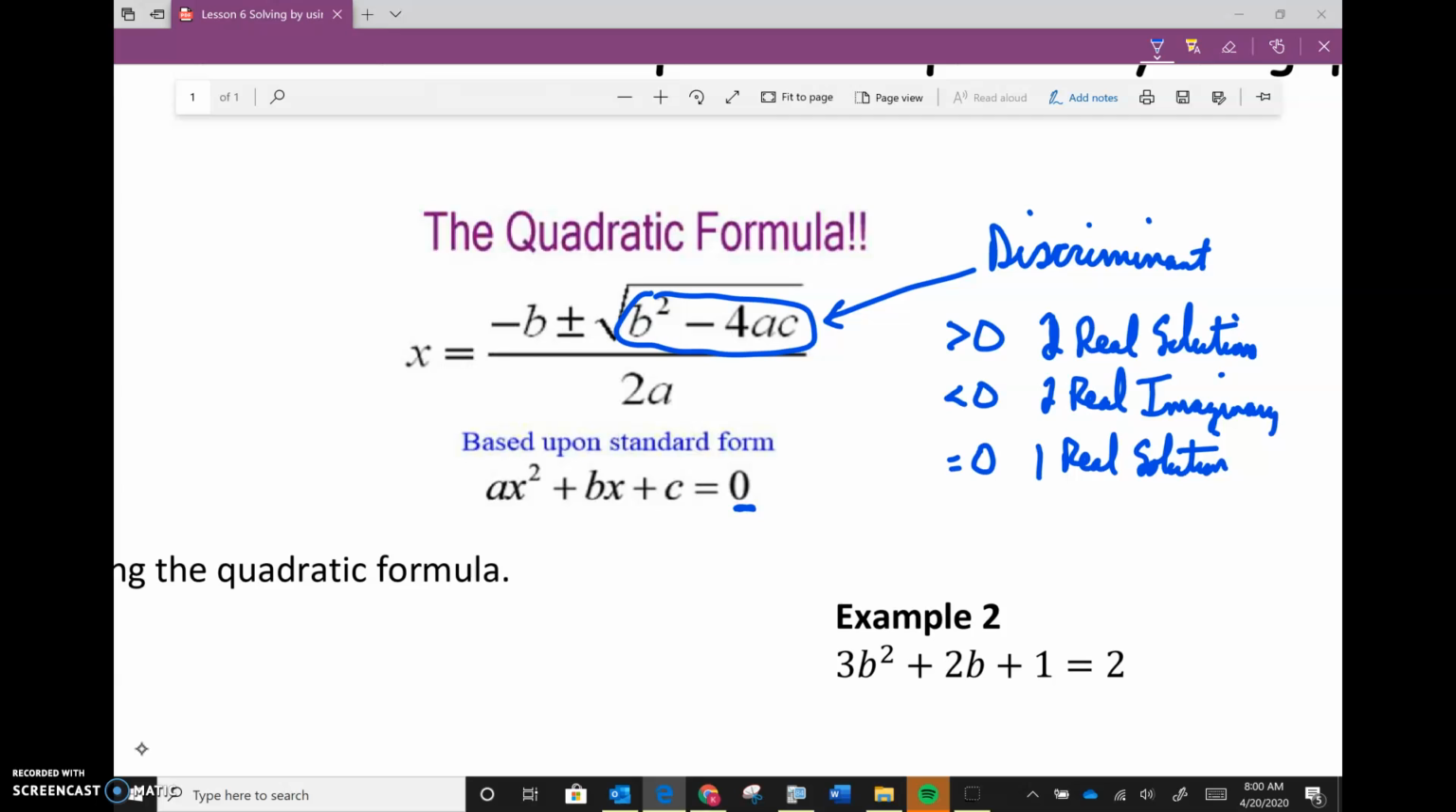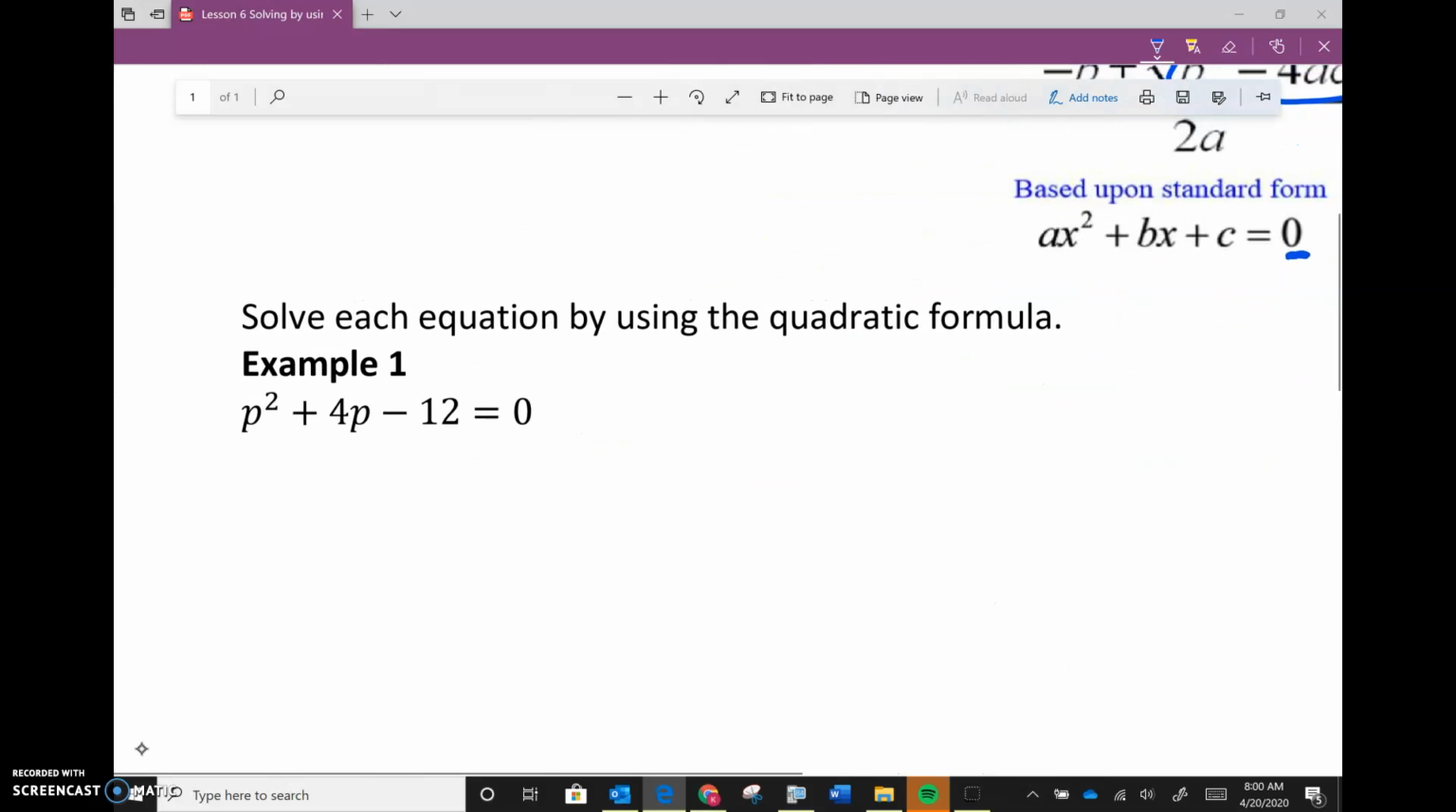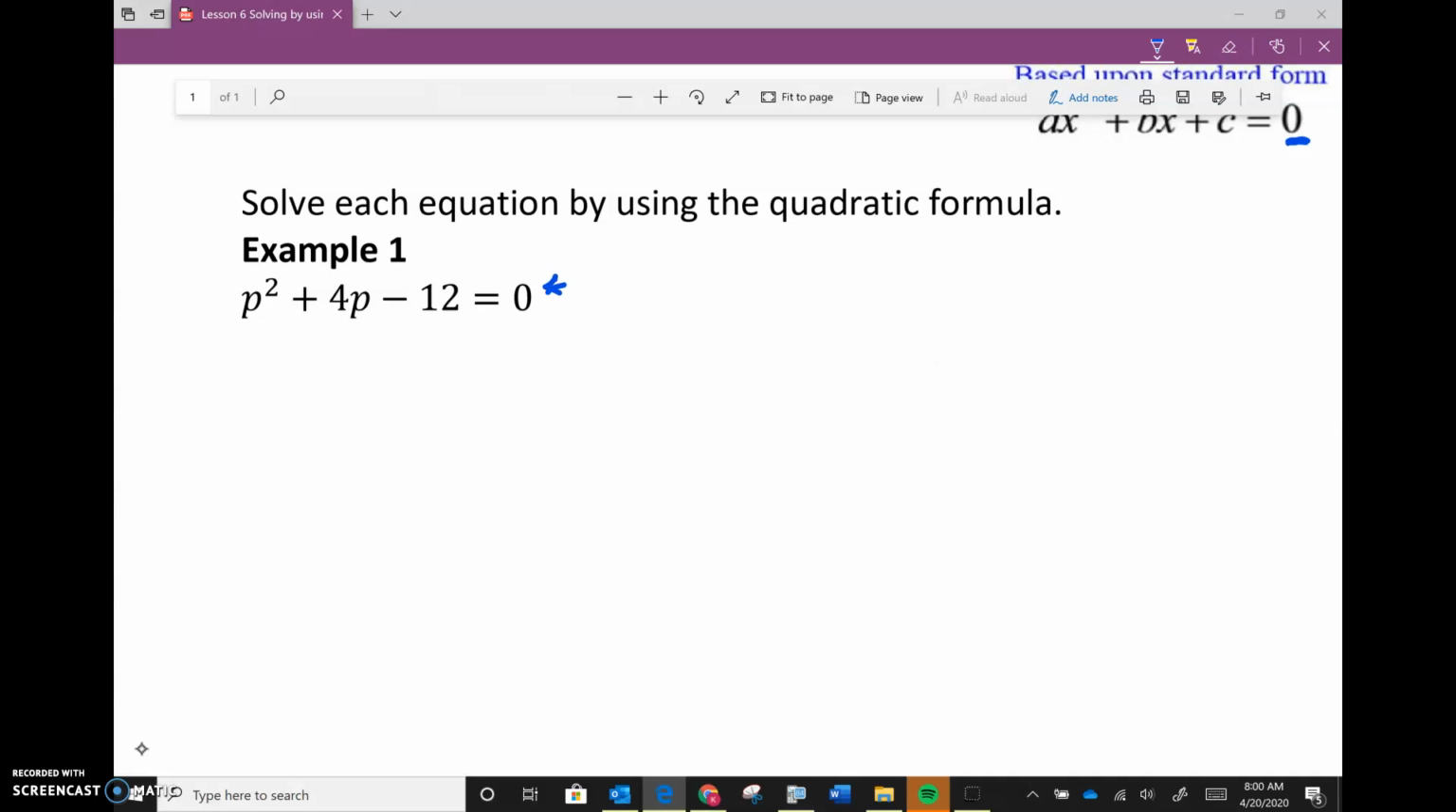All right, so let's look at example 1. Again, remember your equation has to be equal to 0 before you start plugging in. So example 1, if you notice, it is equal to 0. The one thing we always did first was find the discriminant. So b squared minus 4ac, here's b. So we're going to go 4 squared minus 4 times, here's a. If it's not there, it's 1. And then times c, negative 12 is c.